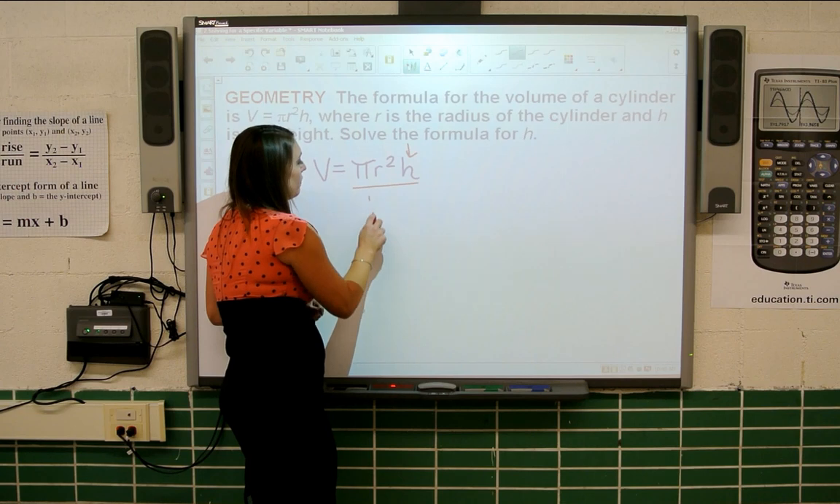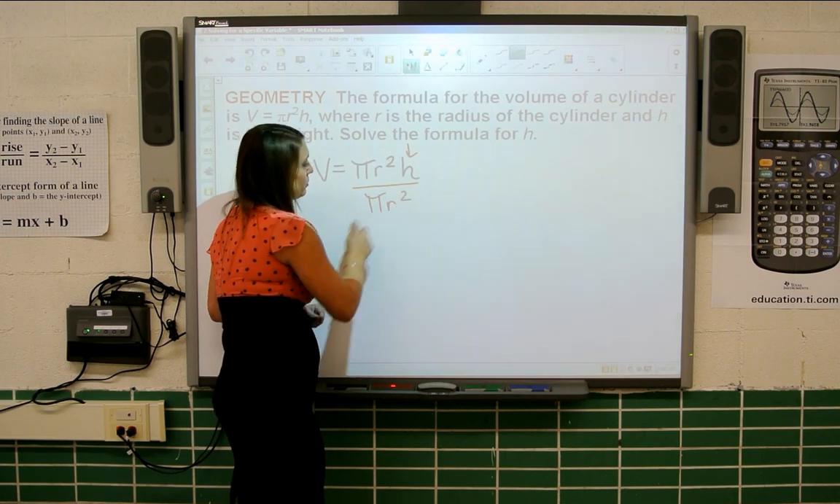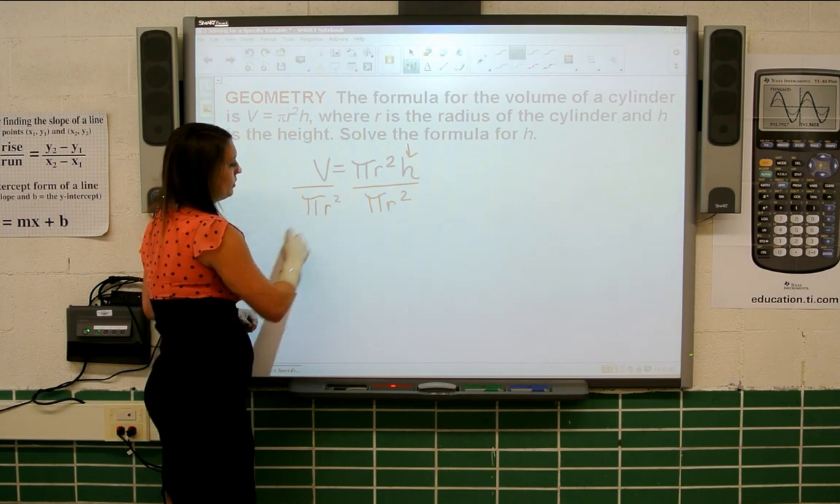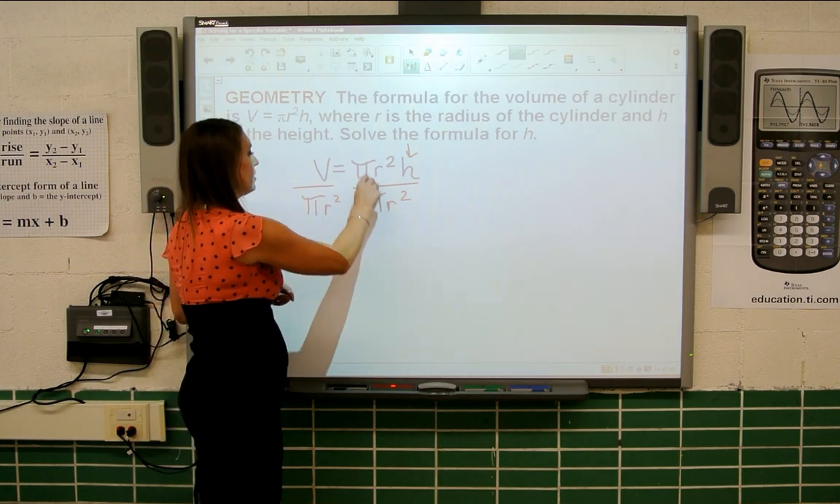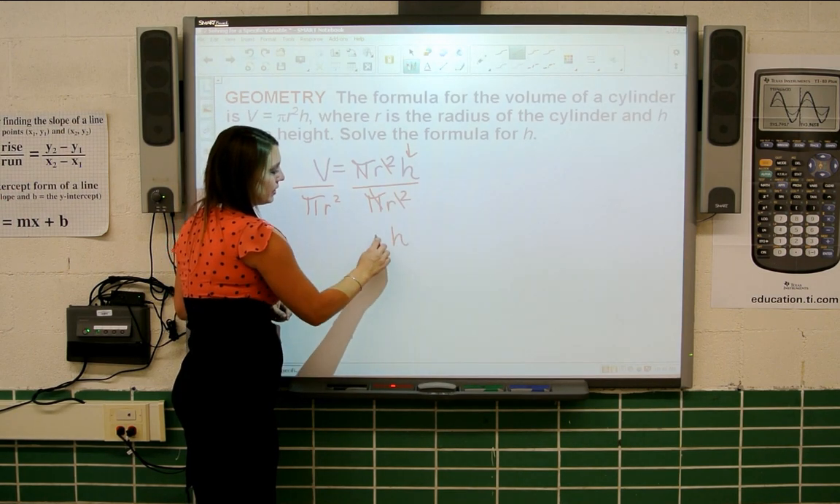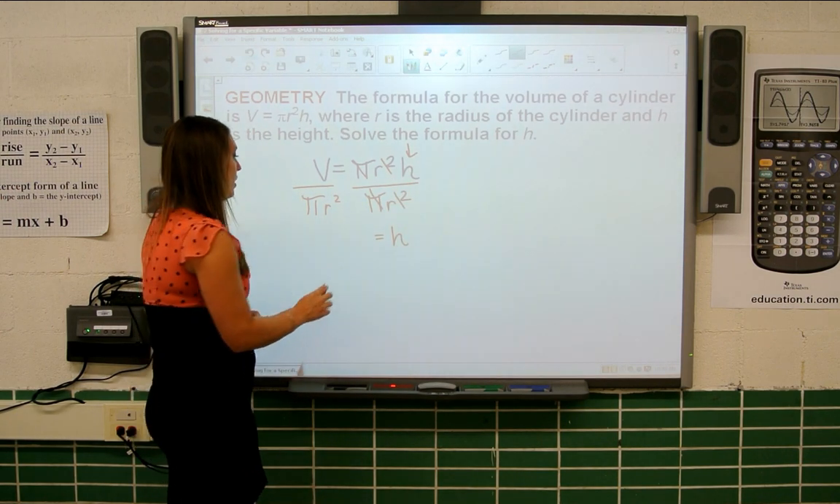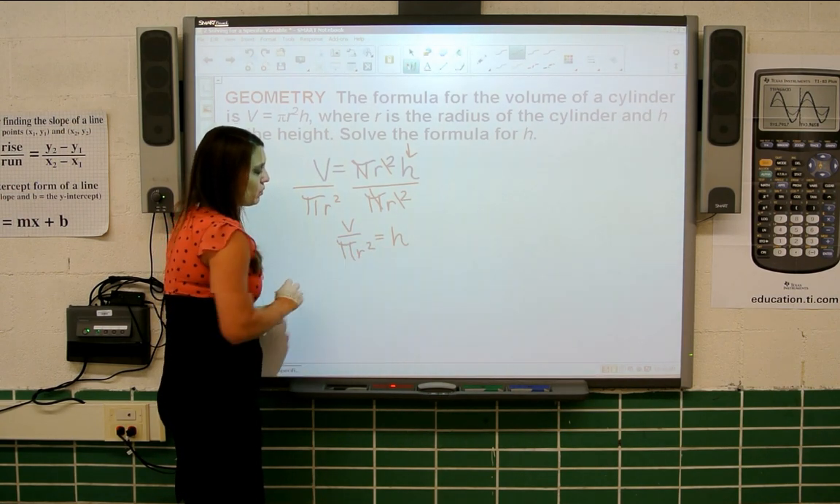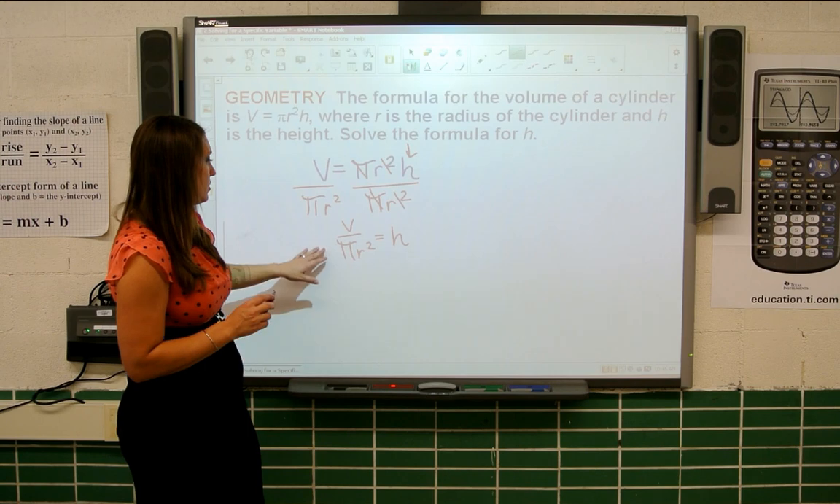Okay? We divide by pi times radius squared. Divide by pi times radius squared. So our pi's on this side cancel, our radius is squared cancel. We're left with h. We've isolated the h in one step. And h equals the volume over pi times radius squared. And that's as simple as that is.